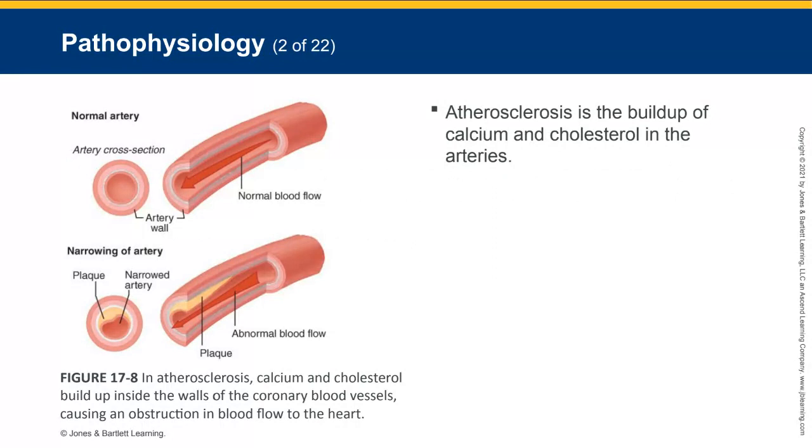Now, atherosclerosis is a buildup of calcium and cholesterol in the arteries. And once that starts to occur, as you can see in the diagram, the diameter of the artery will become narrow. And as it starts to become narrow, it means the pressure inside that space when the blood is flowing is going to increase. So the patient is actually going to start developing high blood pressure as a result.